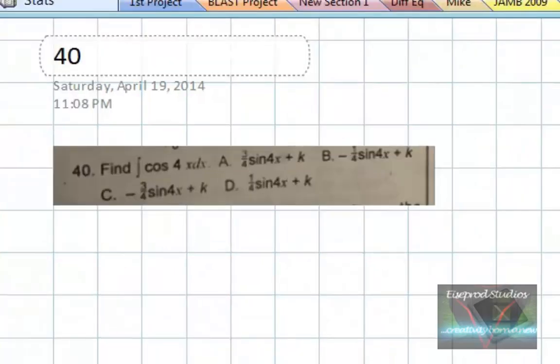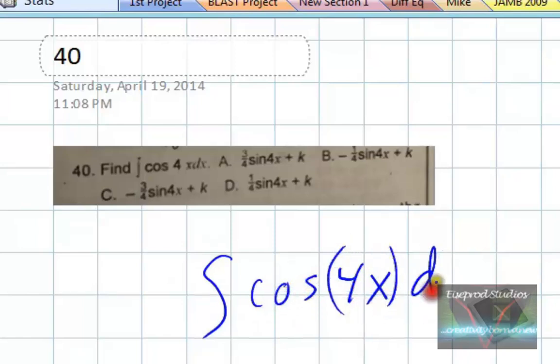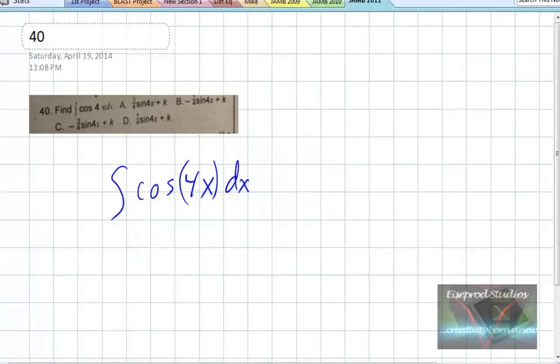So here we have question 40, and it wants us to find the integral of cosine of 4x dx. This time, this integral is not a definite integral, so we're going to have to use a constant with it, which is why you'll see these plus k's. So how do we find the integral of the cosine of 4x? It's a little bit tricky because it's a composition of two functions. We have an outside function, cosine, and the inside function, 4x.